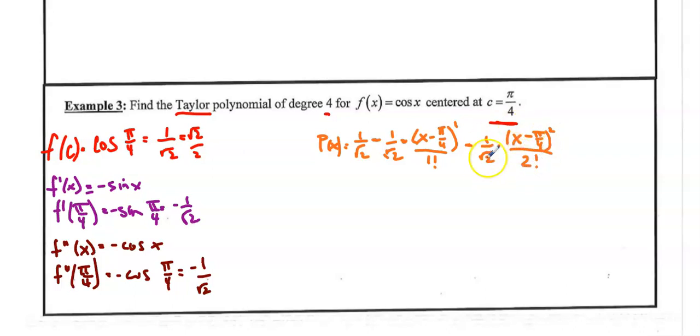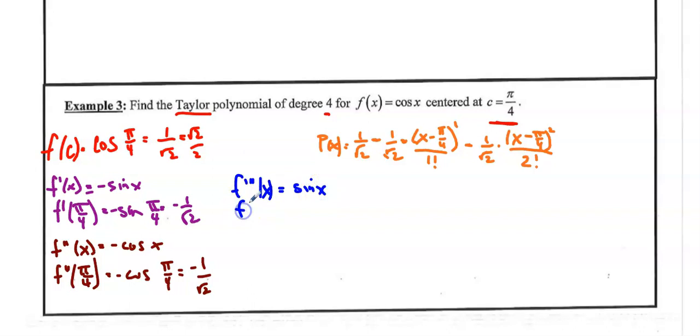So again, it's all about the 2's now, right? We found the second derivative and we plugged in c. We have it raised to the second power and we have 2 factorial. Okay, so let's continue on. So then I'm going to find my third derivative. My third derivative is going to be the derivative of negative cosine of x, which is going to give us positive sine of x.